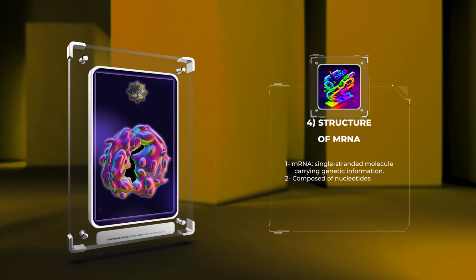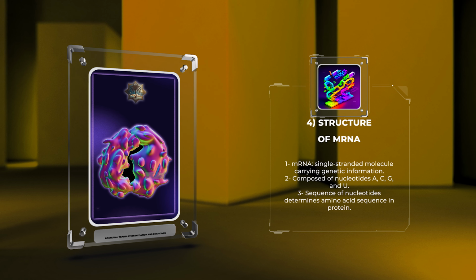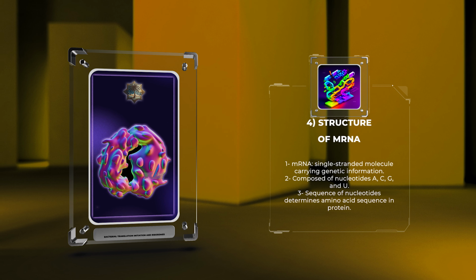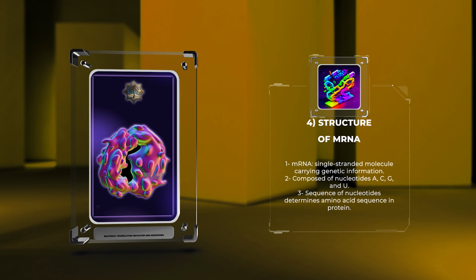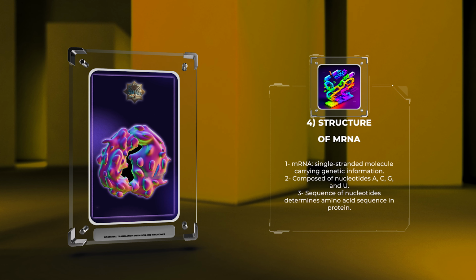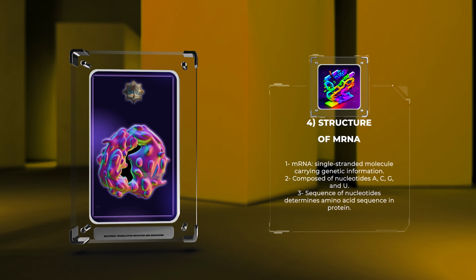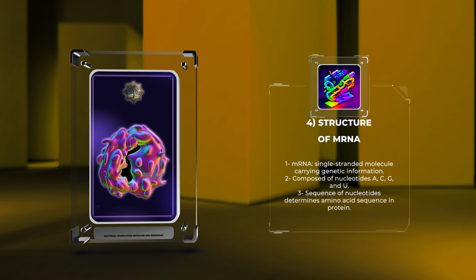mRNA is a single-stranded molecule that carries the genetic information from the DNA template to the ribosomes, where it is translated into a protein. It is composed of a series of nucleotides, including adenine, A, cytosine, C, guanine, G, and uracil, U. The specific sequence of these nucleotides determines the sequence of amino acids in the resulting protein.